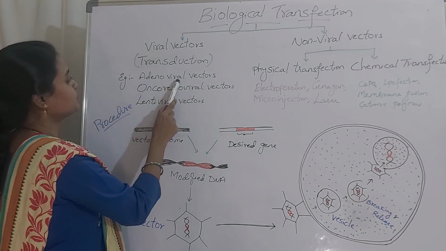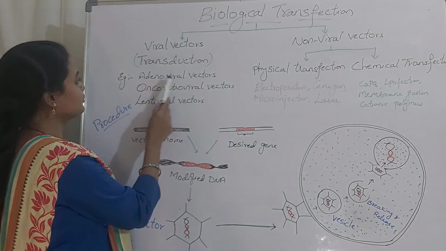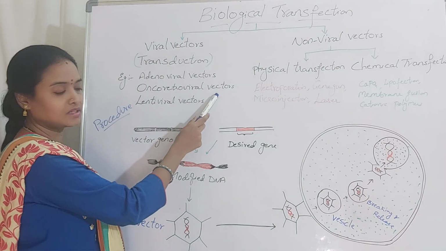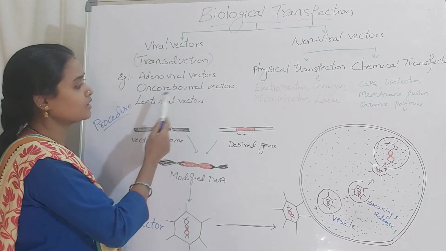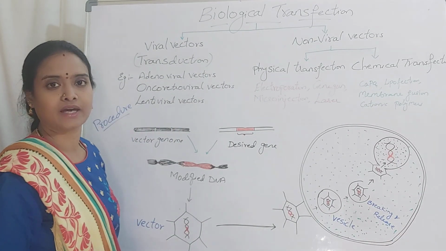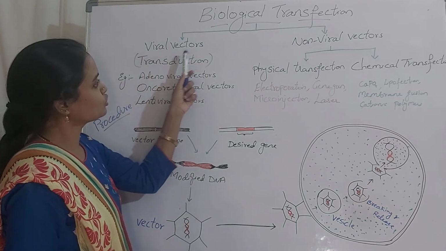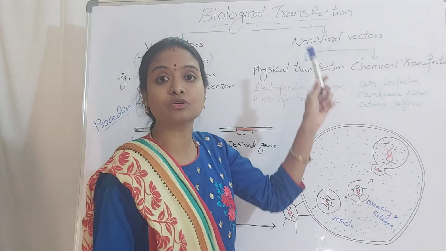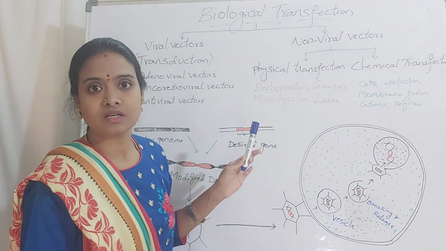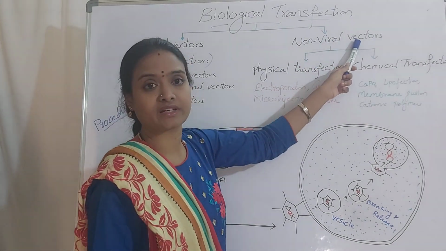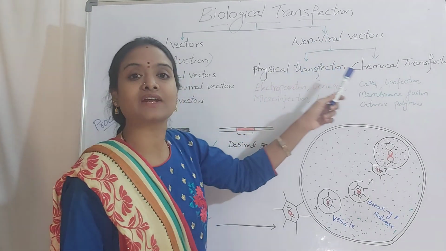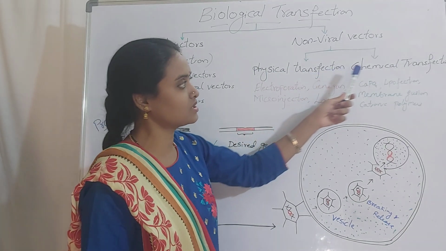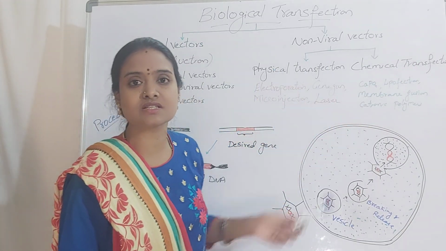So here, what type of viral vectors can be used? From different viruses, adenoviral vectors can be used, oncoretroviral vectors, lentiviral vectors and other different retroviral vectors can be used. Right? So coming to the second one, non-viral vectors. In non-viral vectors, we are not making use of any viral vectors. So apart from viral vectors, what is the mode of transferring the gene into the animal cell? That is nothing but physical transfection and chemical transfection, which we have discussed in the last lectures.